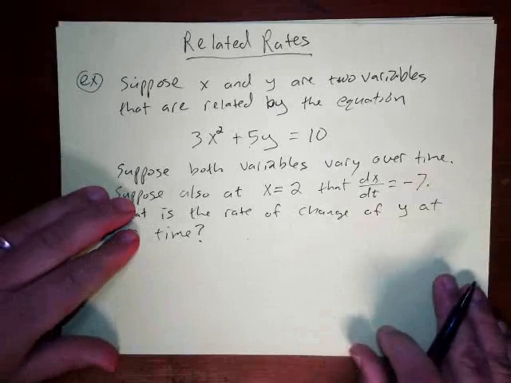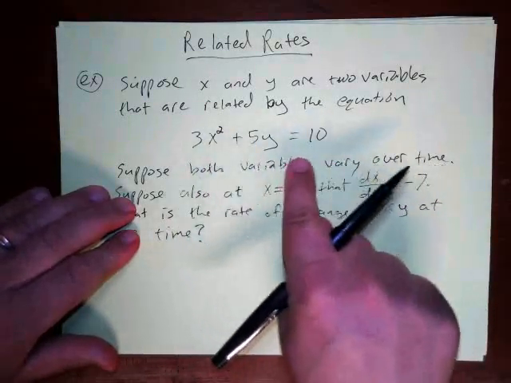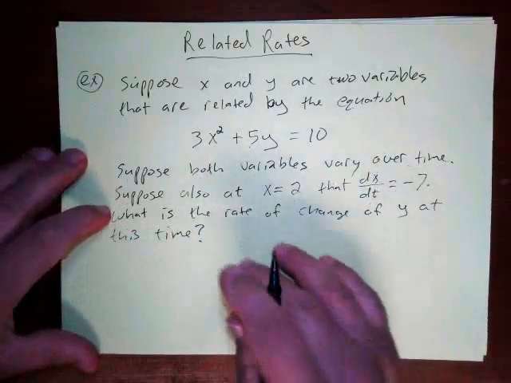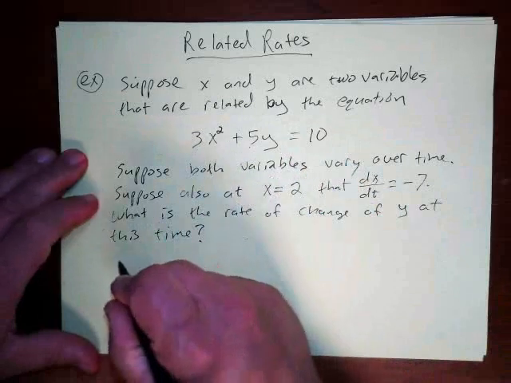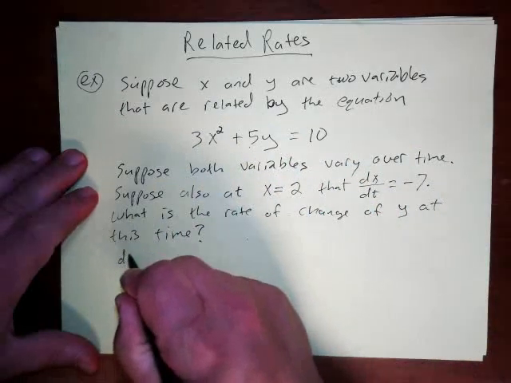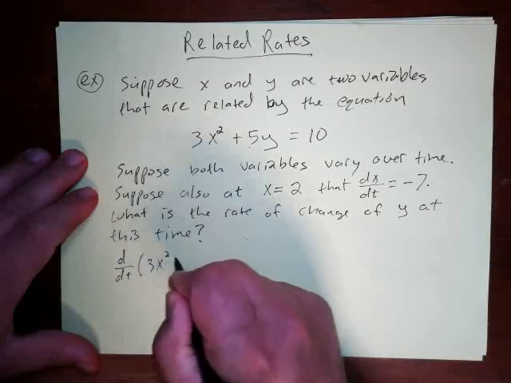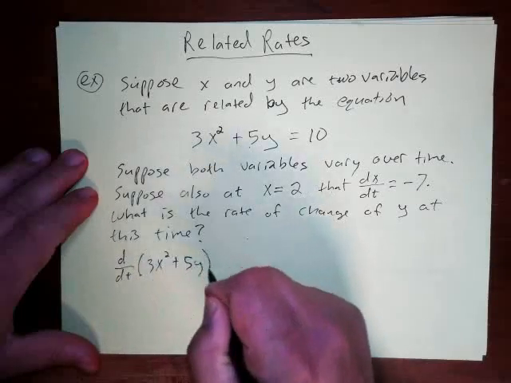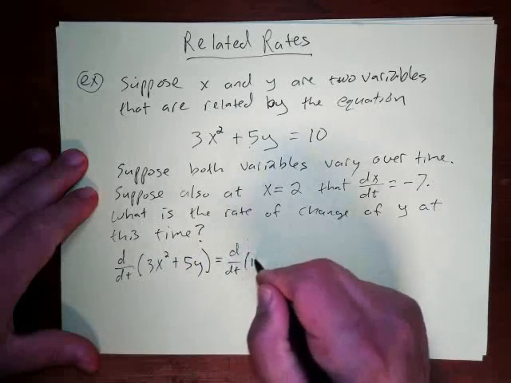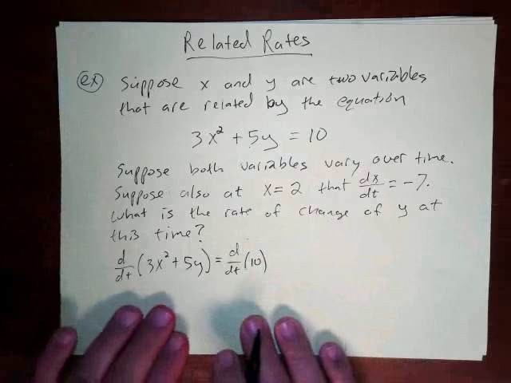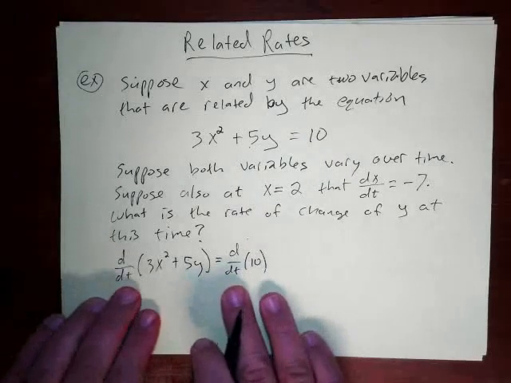So here's the idea. What I'm going to do is take the derivative of both sides of this equation, but I'm going to do it with respect to t. So in other words, I'm going to take d dt of this side, 3x squared plus 5y, and then d dt of 10. So I'm taking the derivative with respect to t. So the bottom here tells you that it's with respect to t.